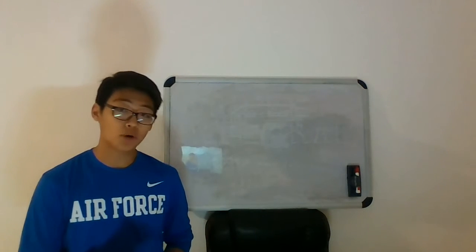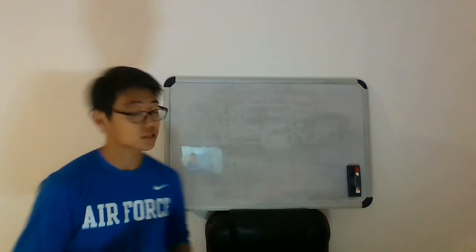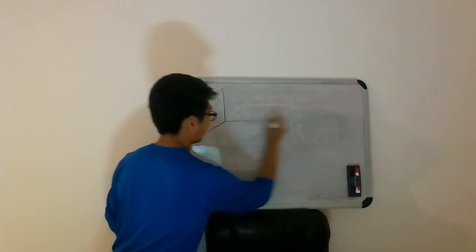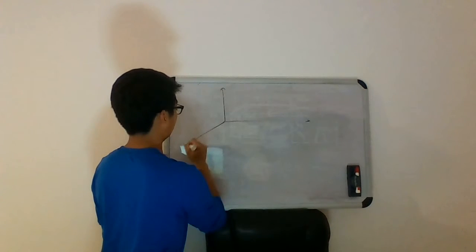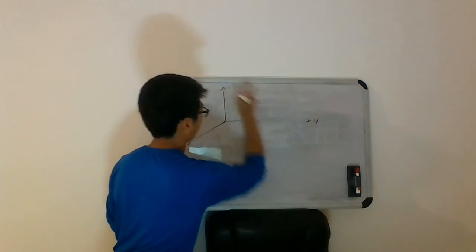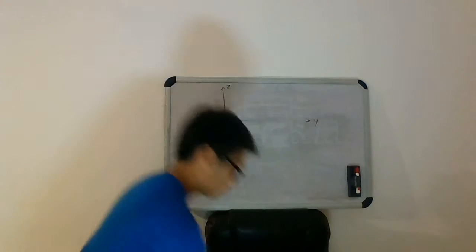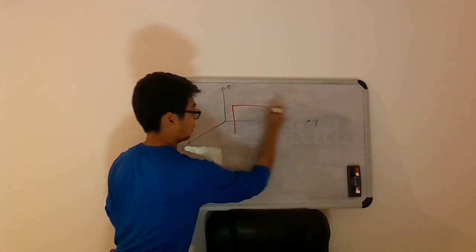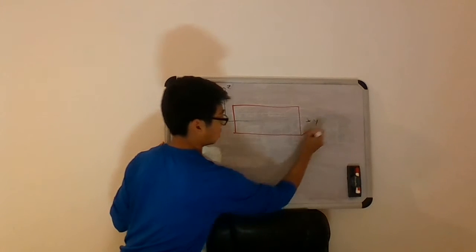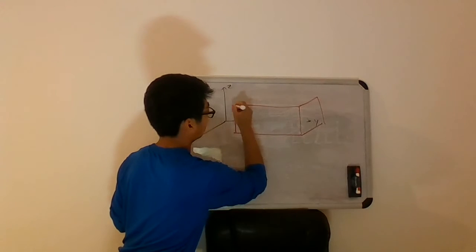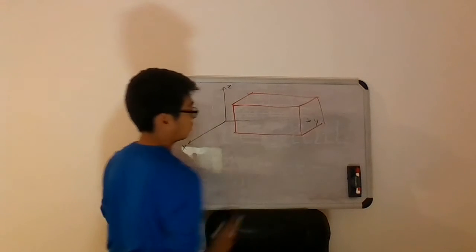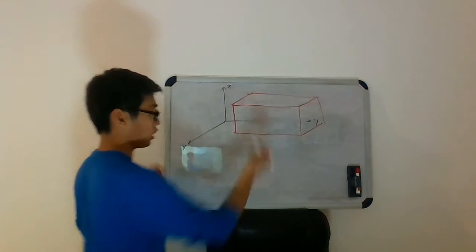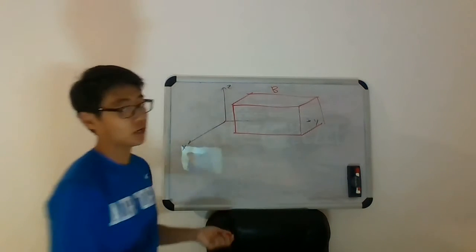And so our first problem, we're going to be working with a rectangular box. So we have our xyz axes, so x, y, and z. There will be a rectangular box within these axes. And this box, we'll call it B for box.